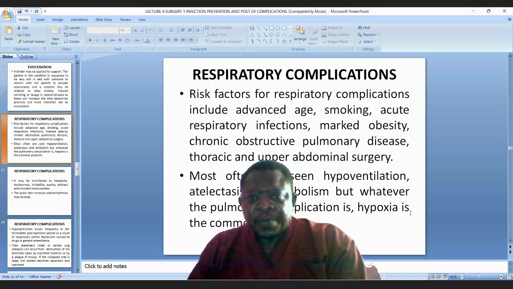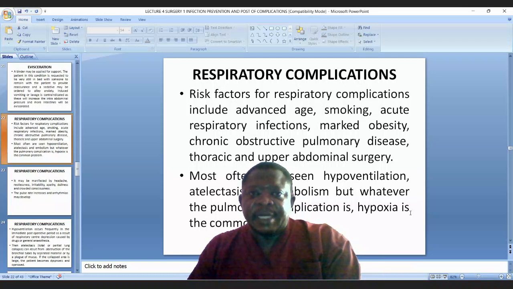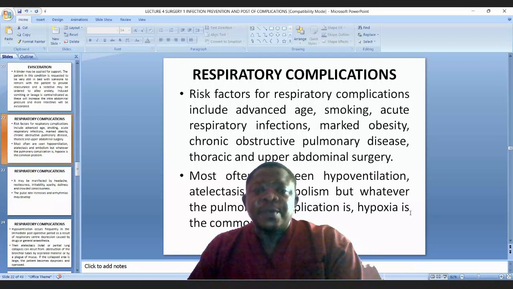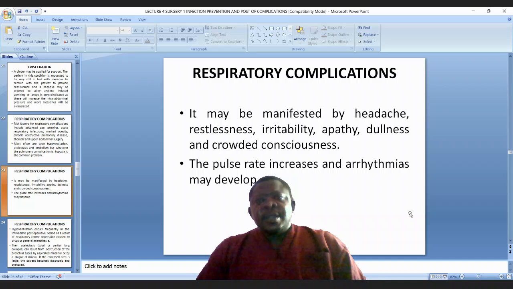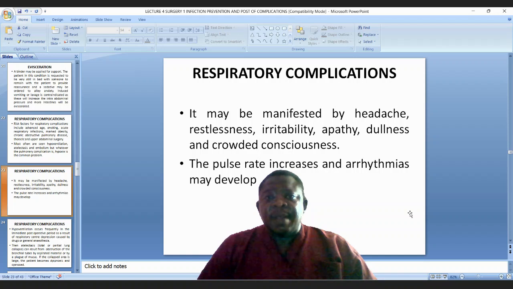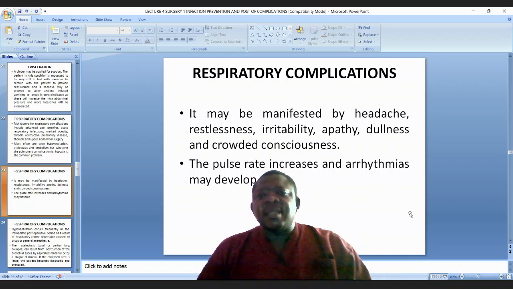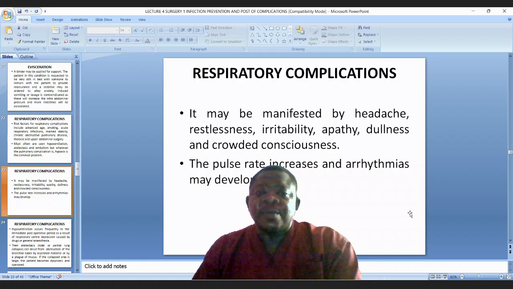Okay, so the common problem seen, especially in the immediate postoperative care, is hypoxia because of surgery or as a general complication of surgery in the immediate postoperative phase. So it may be manifested by headache, that is hypoxia, and then patient may also have restlessness because of hypoxia, irritability, apathy, dullness, and clouded consciousness. The pulse rate will increase, and arrhythmias may also develop because of hypoxia.